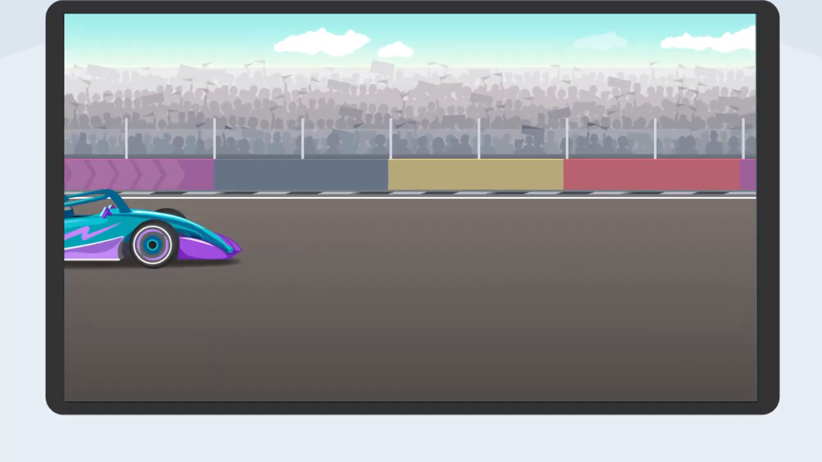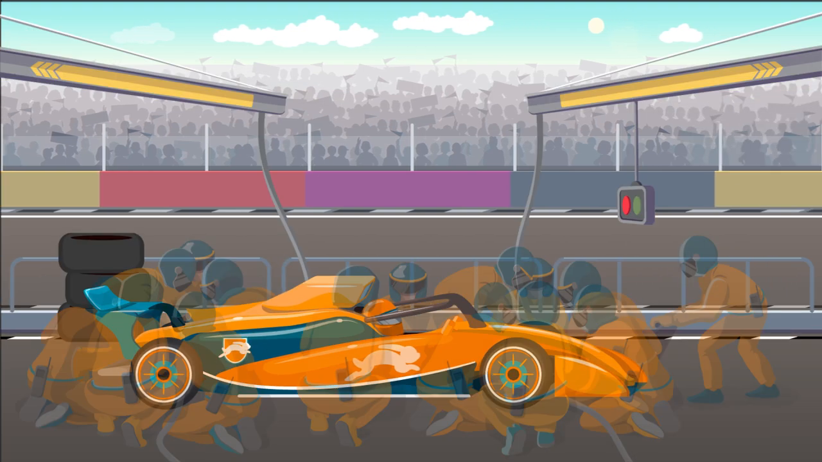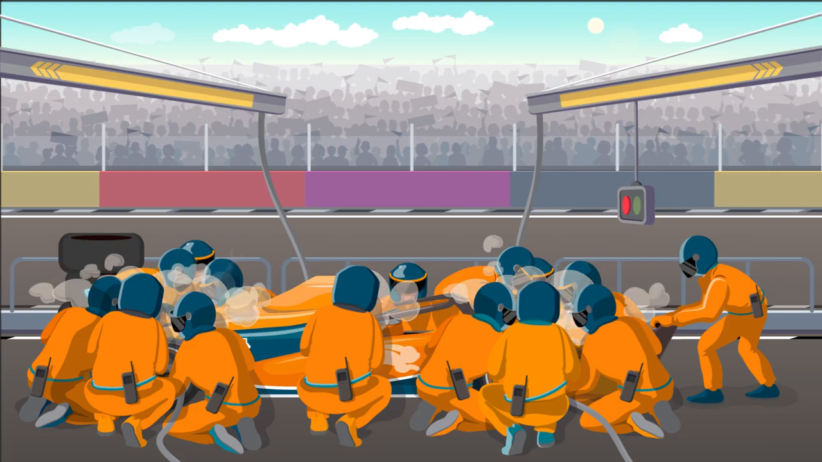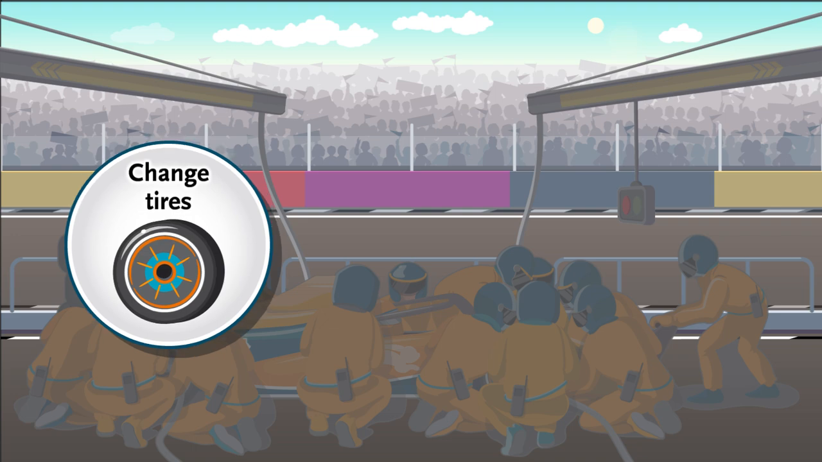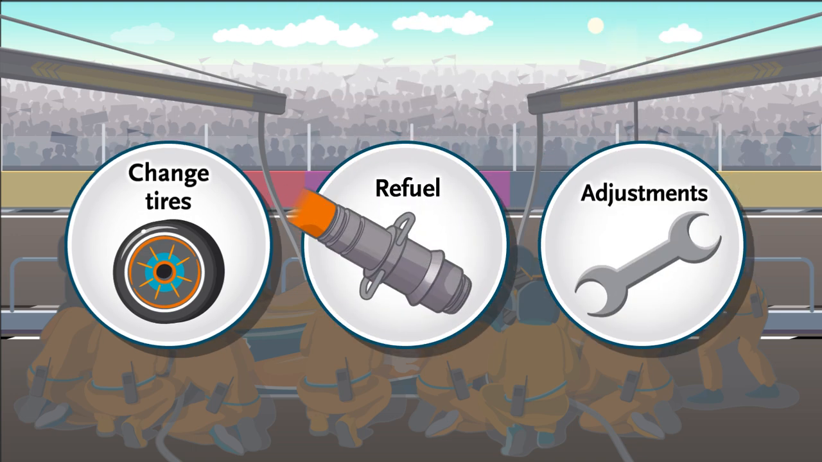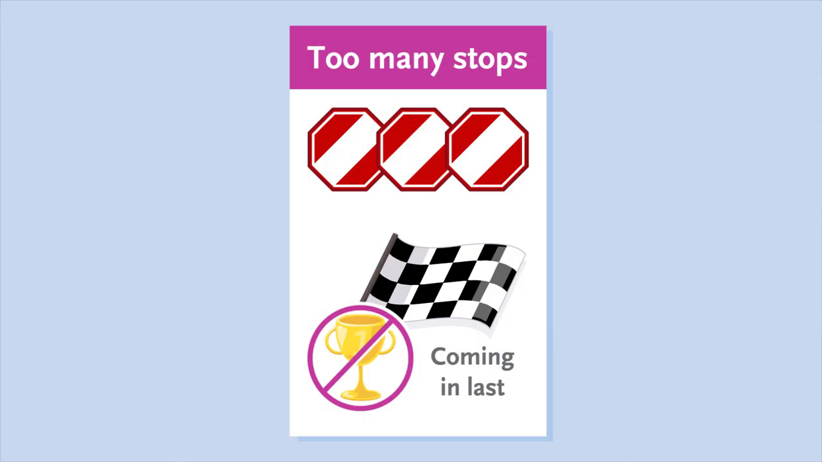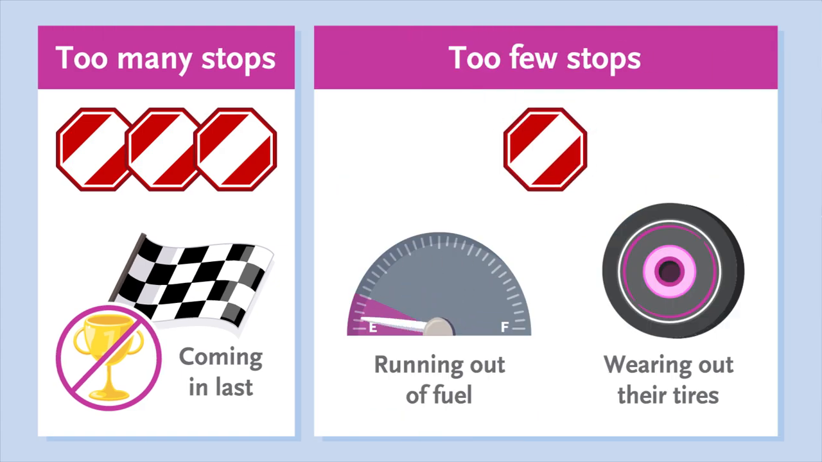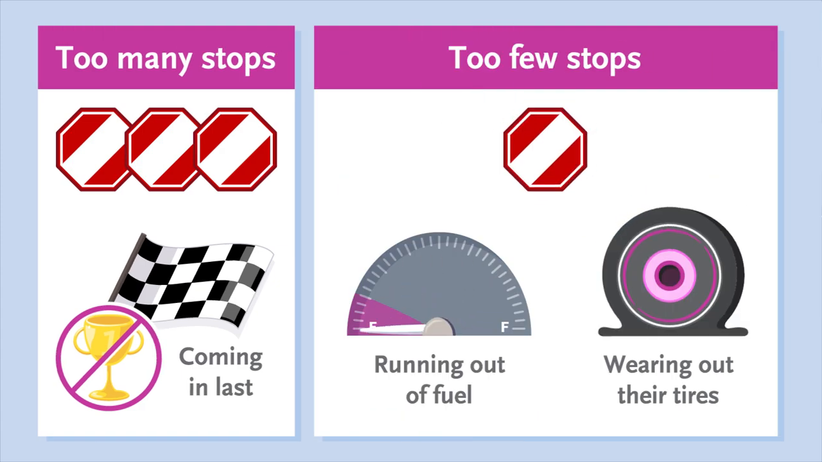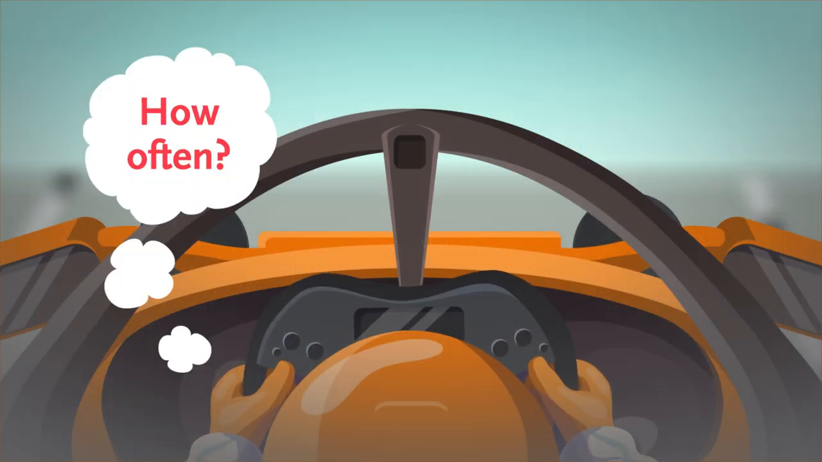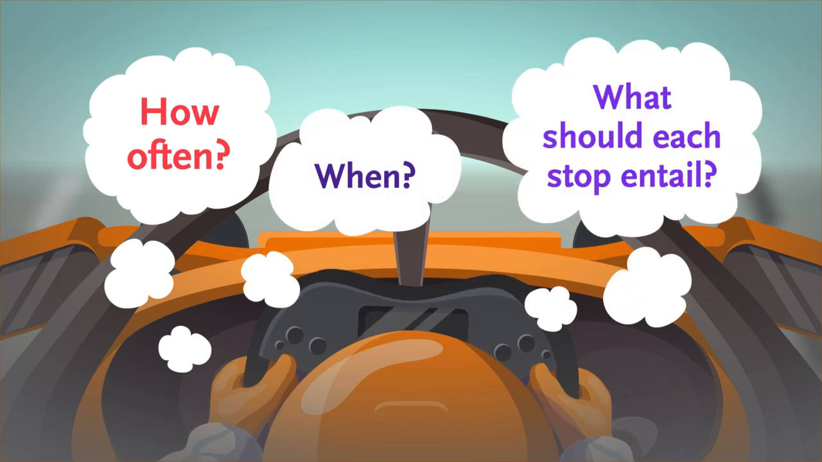You're hooked watching the Grand Prix when the camera zooms in on a pit stop on the side of the track. The precision and speed are mind-blowing as a crew changes the tires, refuels, and makes other adjustments. As you watch competitors surge ahead while the car is stopped, you realize that drivers shouldn't just stop on a whim. Too many stops and they risk coming in last. Too few and they risk running out of fuel or wearing out their tires. How often should they stop? When? What exactly should each stop entail?